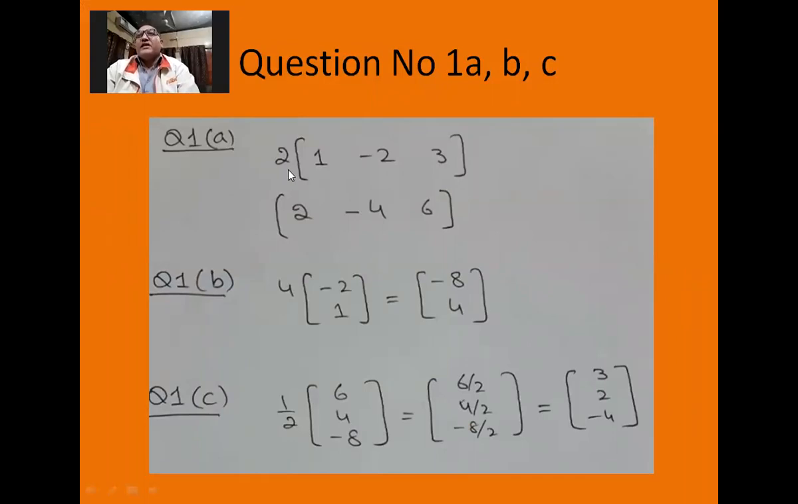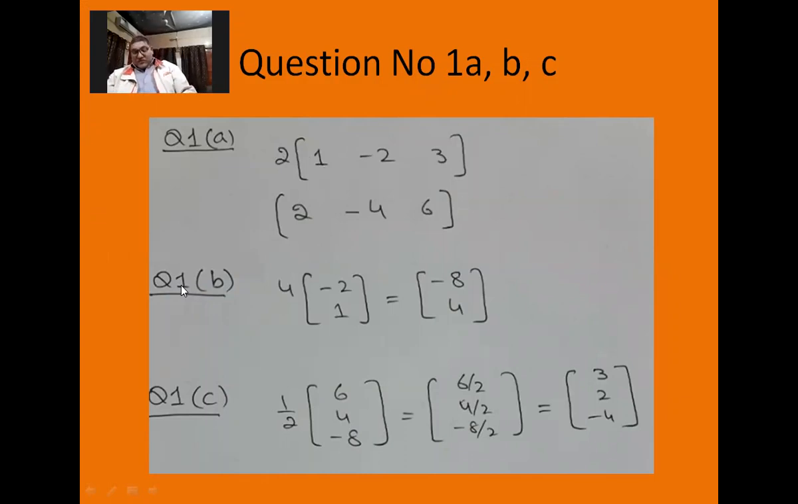Question number 1, A part, 2, and this is multiplying with this matrix. So 2 will multiply with all these members. So 2 multiply 1, that will be 2. 2 multiply with -2, it will be -4, and 2 multiply with 3, it will be 6. So this is the answer.